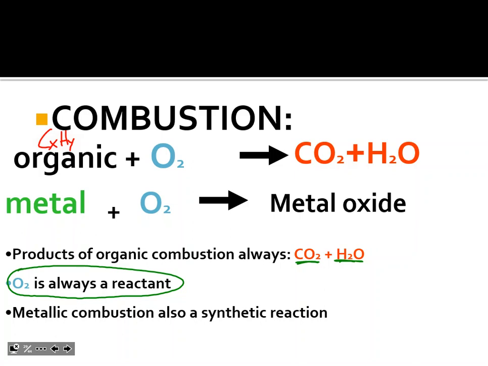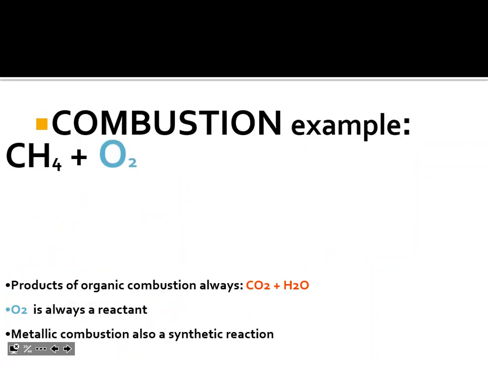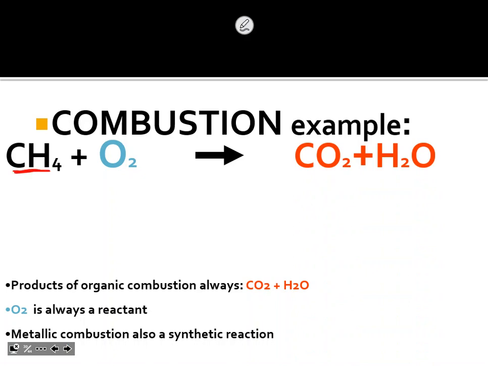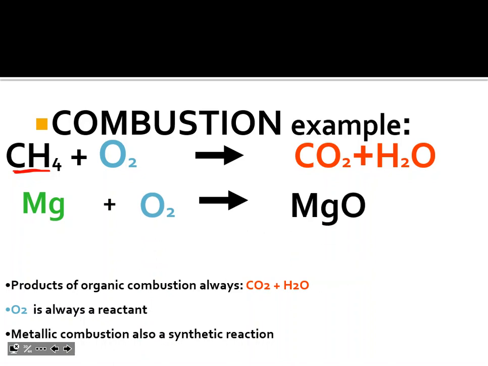Okay? So here's some examples. This one goes in row 2. The methane plus oxygen gives you the carbon dioxide plus the water. This is, of course, the lowest of the alkanes, the carbon 1 here. That can go in row 2. Another example, magnesium plus oxygen gives you magnesium oxide. This would be an example for metallic combustion. Take the magnesium, the oxygen, and you get magnesium oxide.